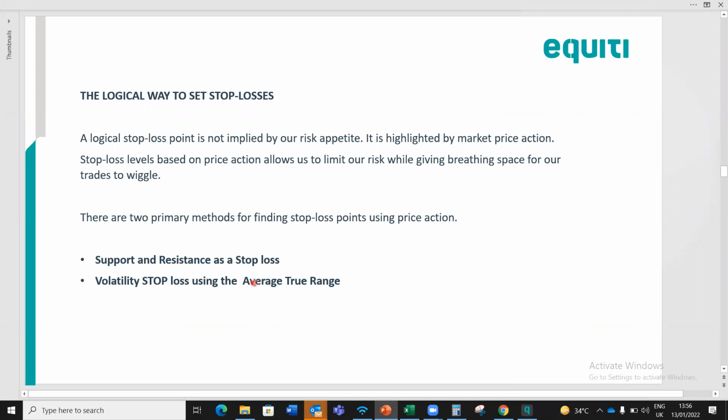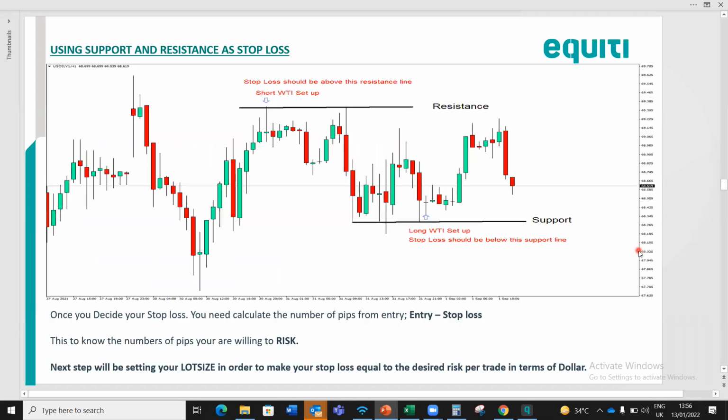Support and resistance as stop loss. That is very easy to find. Then number two is volatility stop loss using the average true range, which is also very easy, and we will talk about it. So let's look at support and resistance as stop loss.